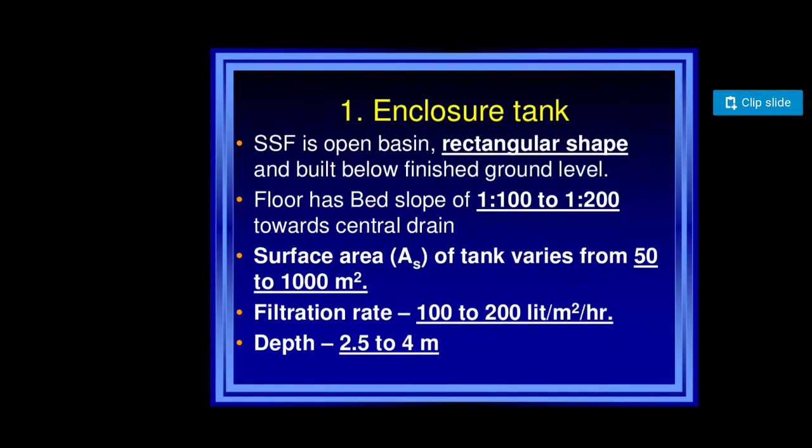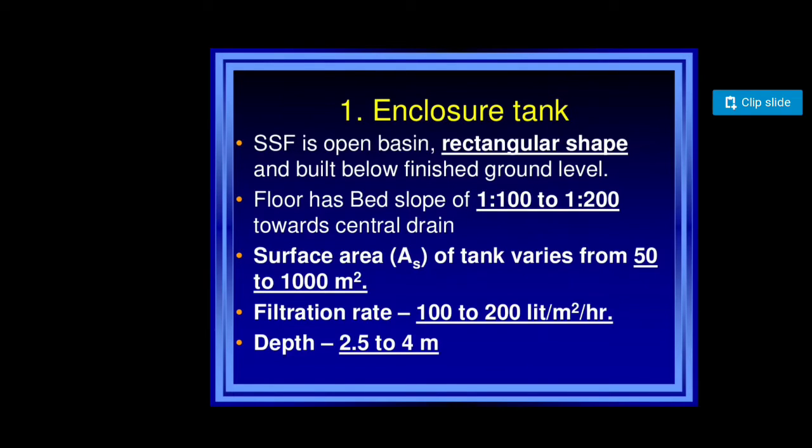So now you can see that what we have is an enclosure tank. Slow sand filter is an open basin, rectangular in shape and built below finished ground level. The floor has a bed slope of 1:200 towards the central drain. The central drain is the portion where the effluent water is coming out from. The surface area of the tanks varies from 50 to 1000 meter square.